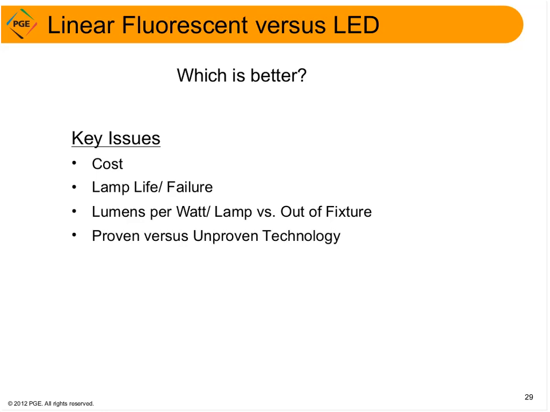Fluorescent is a proven workhorse. LED is promising, but it still carries some risk. Controls is definitely a key issue. Frequent switching is an issue for fluorescent for reducing lamp life. LED doesn't mind frequent switching. Fluorescent gets less efficient when dimmed, while LED gets more efficient.